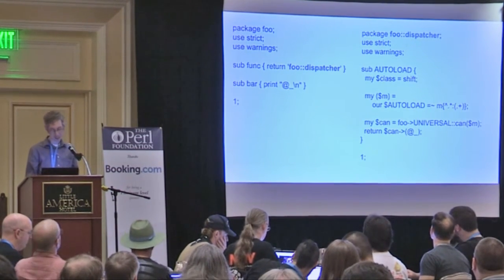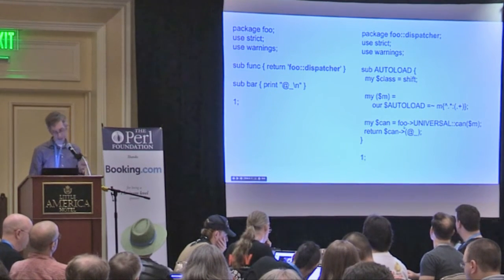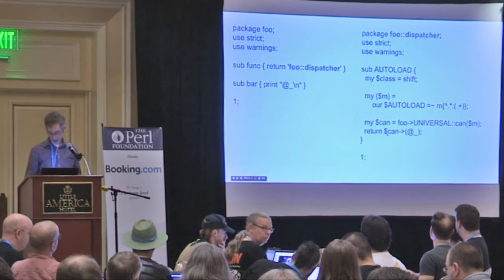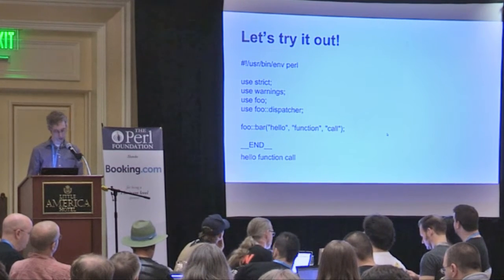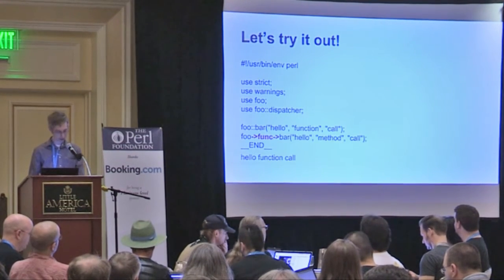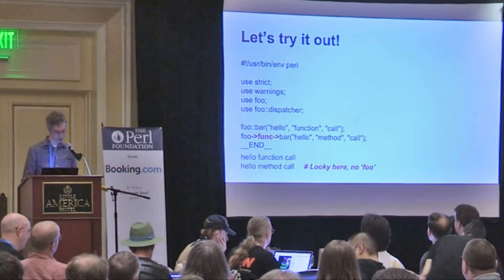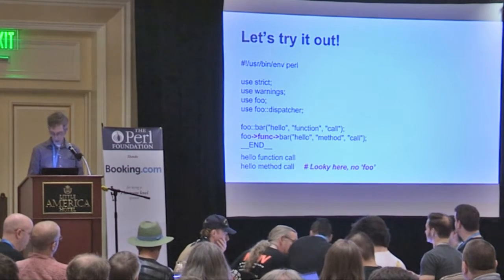So if we shift off class in our autoload, and then we go and discover what it is that we're actually trying to do, and then we ask our original class what it is that we would have gone and done, then we can go and do that. And when we go and run it, then, hey, look at that, foo bar, hello function call, we get hello function call. If we say foo func bar, hey, hello method. All right, so the nice thing is there is that foo has disappeared from the argument list.